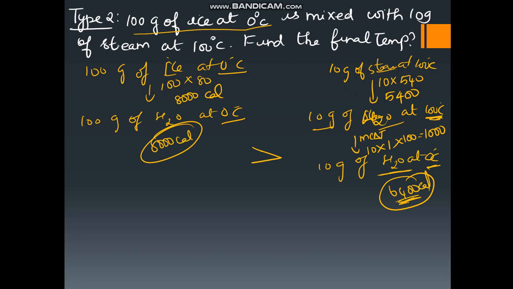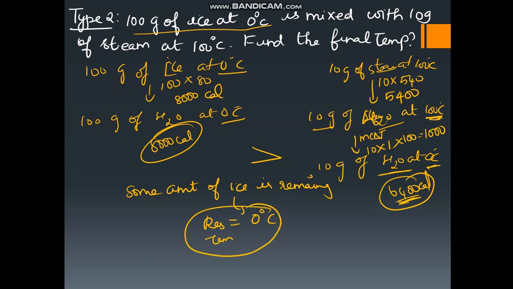So you cannot completely convert ice into water. Some amount of ice is remaining. Okay, some amount of ice is remaining. So if ice is remaining, ice temperature is 0 degrees Celsius. So the resultant temperature is 0 degrees Celsius. Okay, this is the second type of numerical.